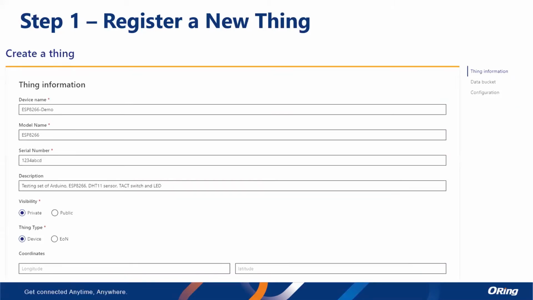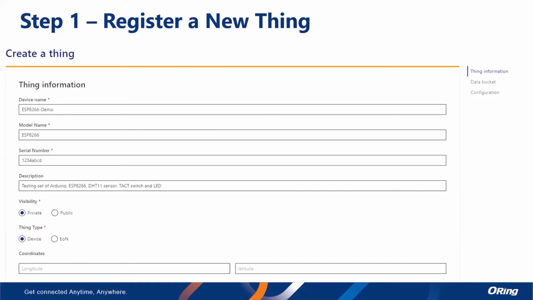In this case, I use device name, model name, the serial number, which is in this case an example, and description, which later will help you to identify your setup. You have visibility configuration for private and public features. You have Thing type. Device is using standard MQTT. Ion is a node especially for MQTT Sparkplug B protocol. So today we are only focused on the device Thing type. You can also put coordinates of your device depending on your location to use this feature to localize your device on a map interface.